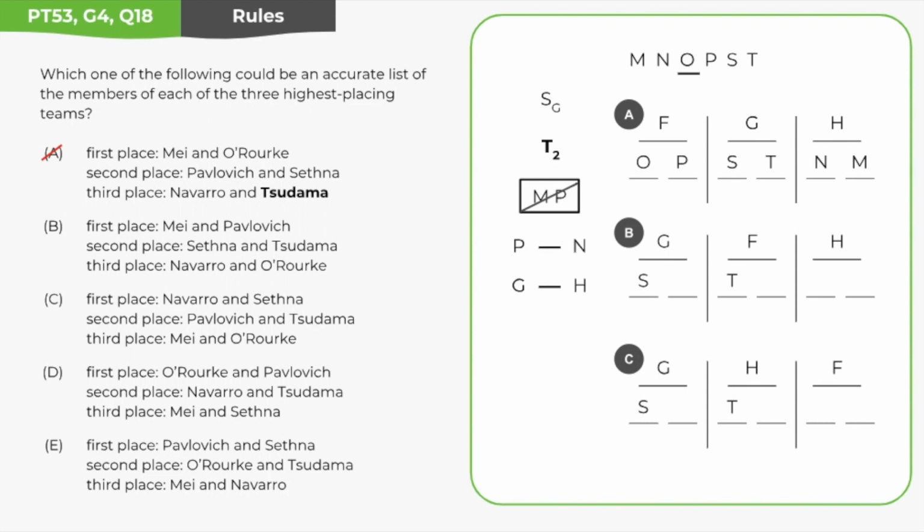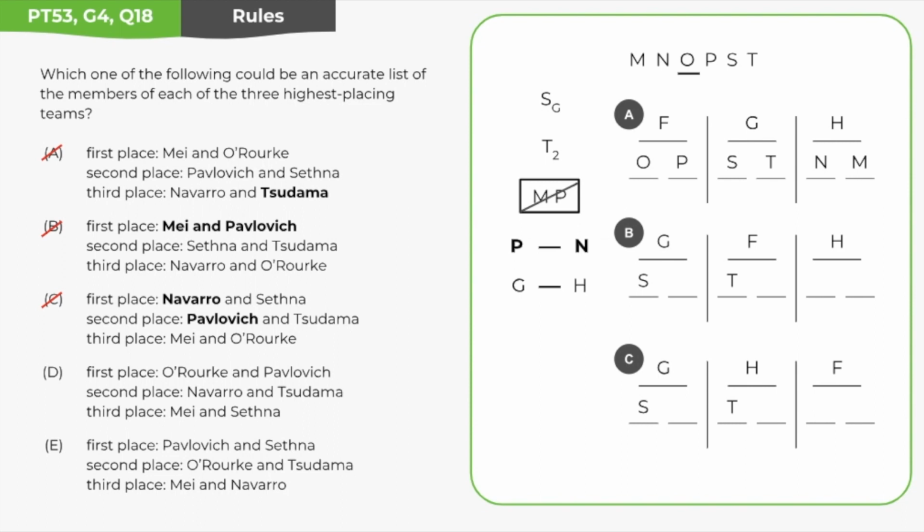If we look at the next rule, M and P can't be on the same team as each other. In answer choice B, M and P are together. We can get rid of answer choice B. If we look at the next rule, that P is before N, in answer choice C, they have N placing in front of P. So let's get rid of that. Now, we're down to 2 choices.